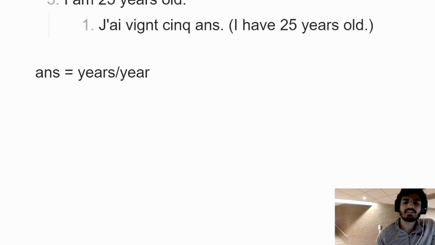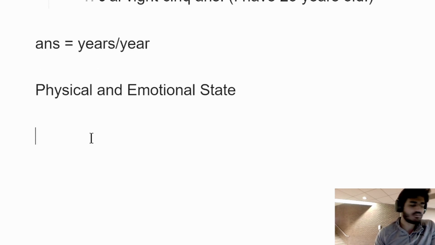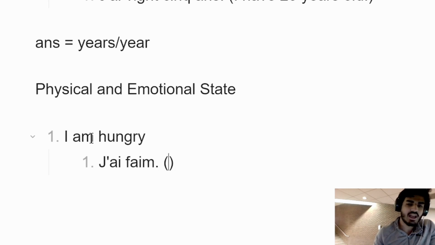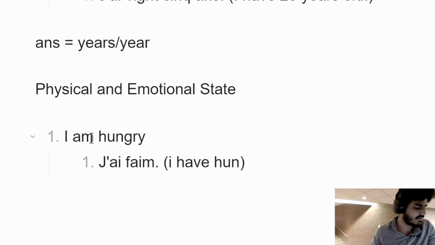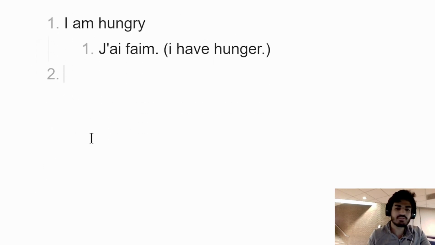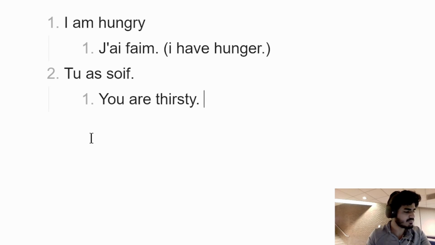Now we have physical and emotional state. If I want to say I am hungry, I'll say j'ai faim, which literally means I have hunger. Second, we have tu as soif. You are thirsty. Tu as soif.